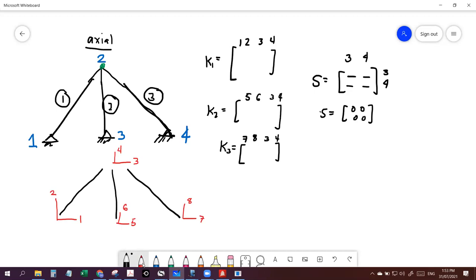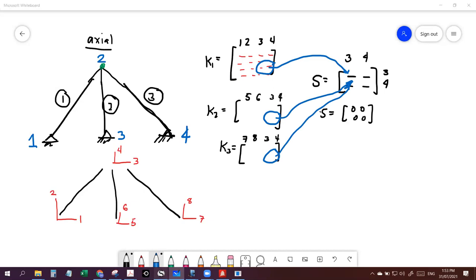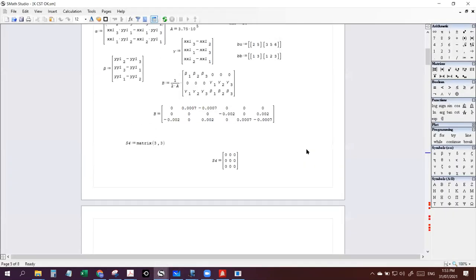Then what happens is, remember, what we need is 3 and 4. So 1, 2, 3, 4, 1, 2, 3, 4. This is 4 by 4, right? So I need to extract these values here, same here, the 2x2 here, to come up with our S matrix. So that's the idea, right? So therefore, this code here, I'm copying it.